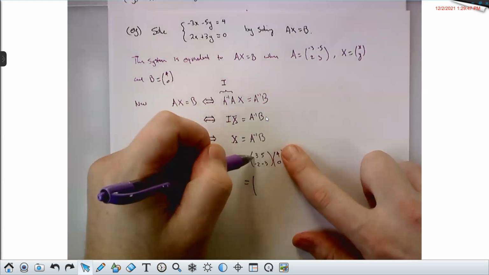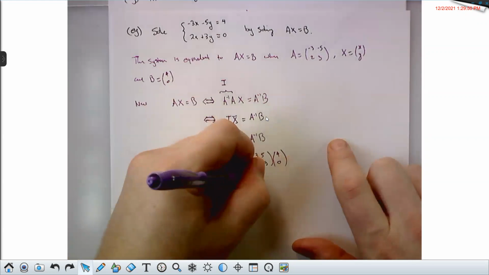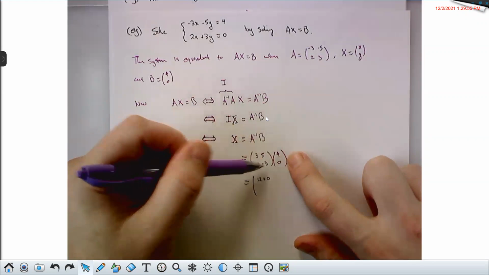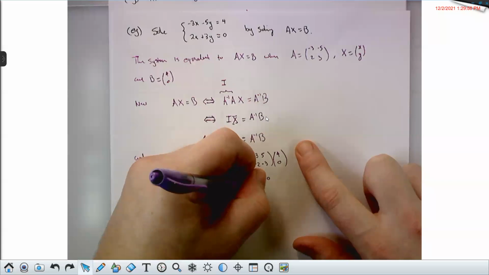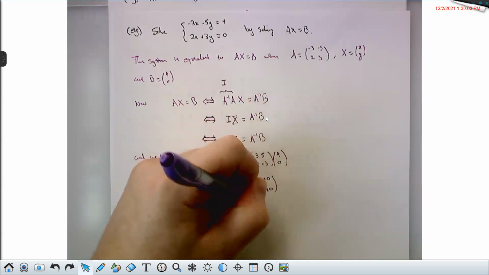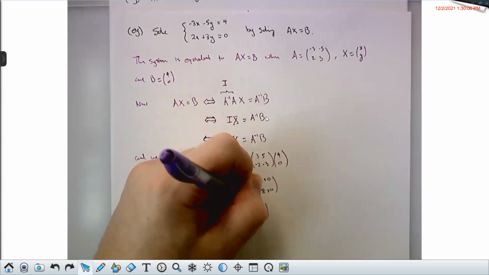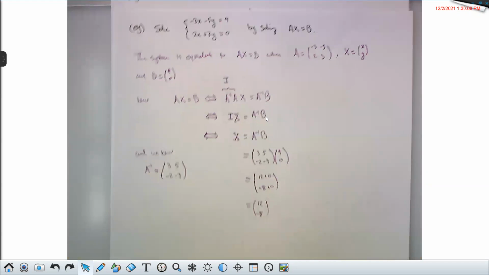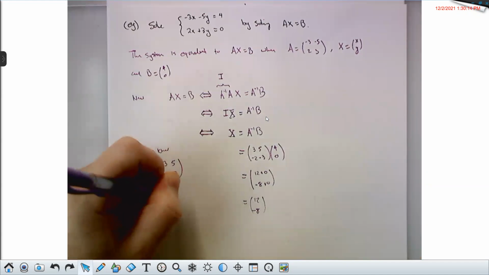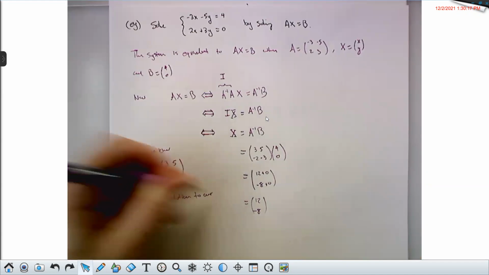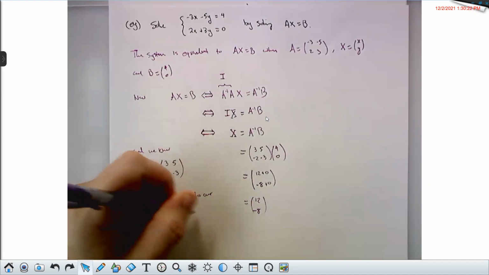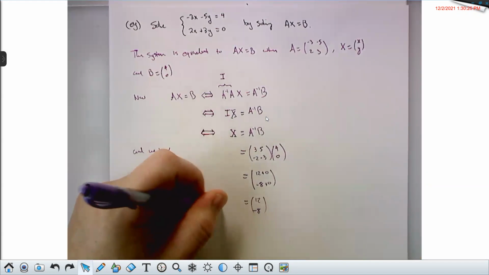So that's 3 times 4 plus 5 times 0. That's 12 plus 0. And -2 times 4 minus 3 times 0. That's -8 plus 0. So this is just 12, -8. And that means that's the solution to your system. Little x is 12 and little y is -8.